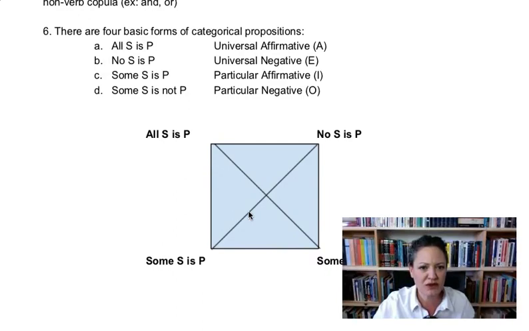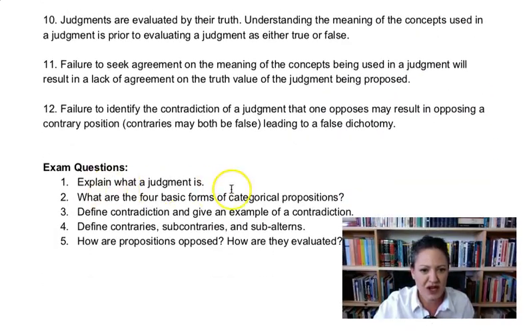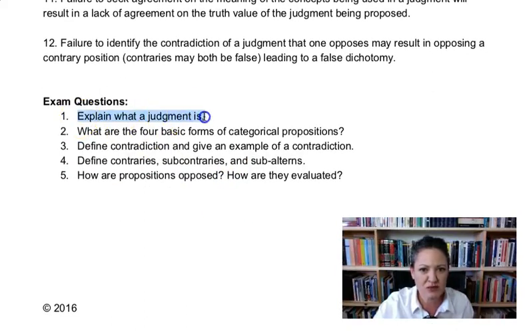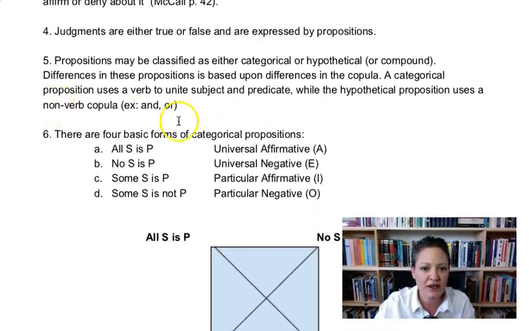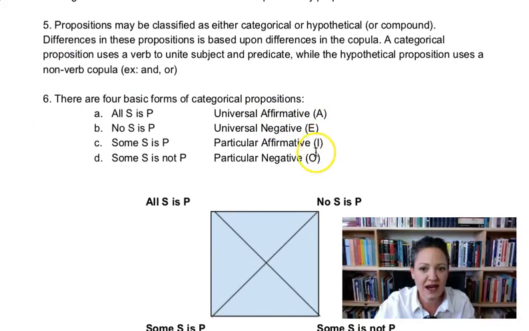So what we've learned so far: I have some questions. We have learned about what a judgment is. We have learned about the four basic forms of categorical propositions, A, E, I, and O. And what are A, E, I, and O again? Right here. A, E, I, and O. So I want you to learn this, know this, put it on a note card, memorize it, know it for the rest of your life, because then you can identify what kinds of judgments are being made.